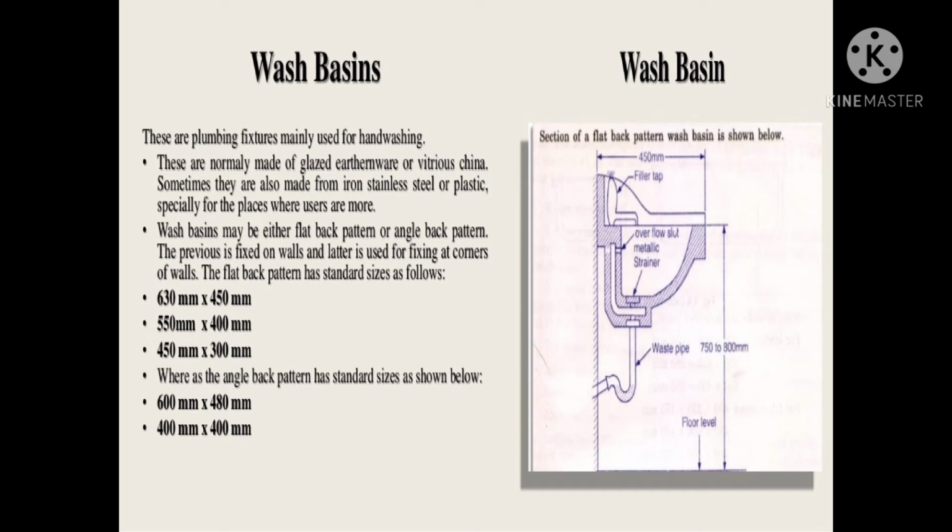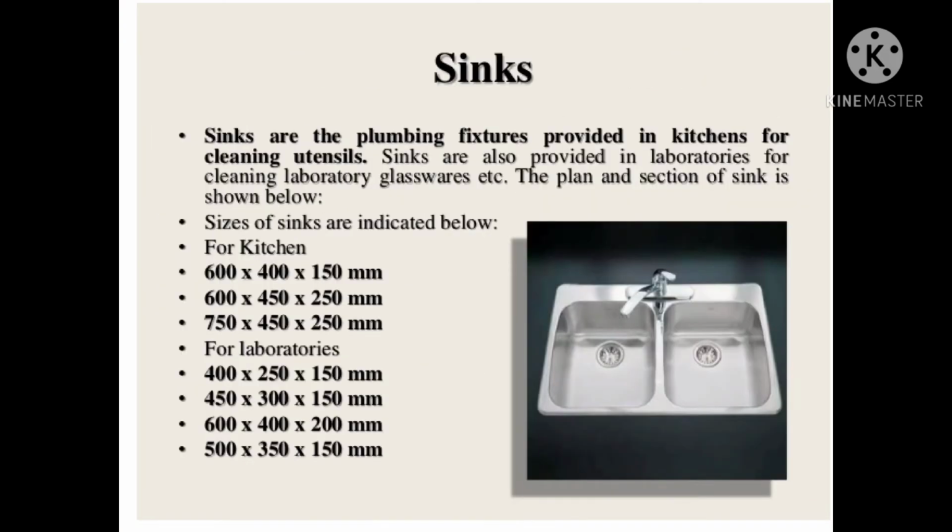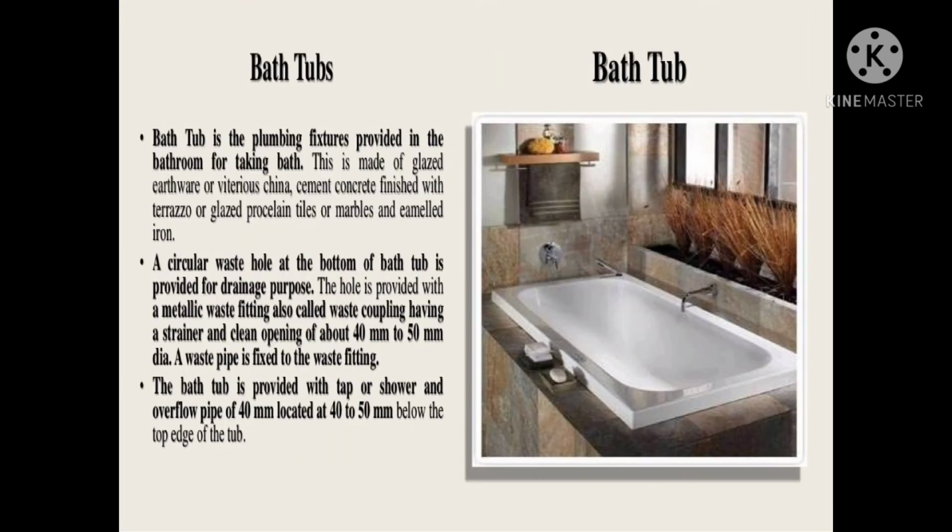Next one is sink. Sinks are the plumbing fixtures provided in kitchen for cleaning utensils. Sinks are also provided in laboratories for cleaning laboratory glassware, etc. The plan and section of the sink is shown below. Sizes of sinks for kitchen are 600 into 400 into 150 mm, another size 600 into 450 into 250 mm, another one 750 into 450 into 250 mm. For laboratories, 400 into 250 into 150 mm, 450 into 300 into 150 mm, 600 into 400 into 200 mm, then 500 into 350 into 150 mm.